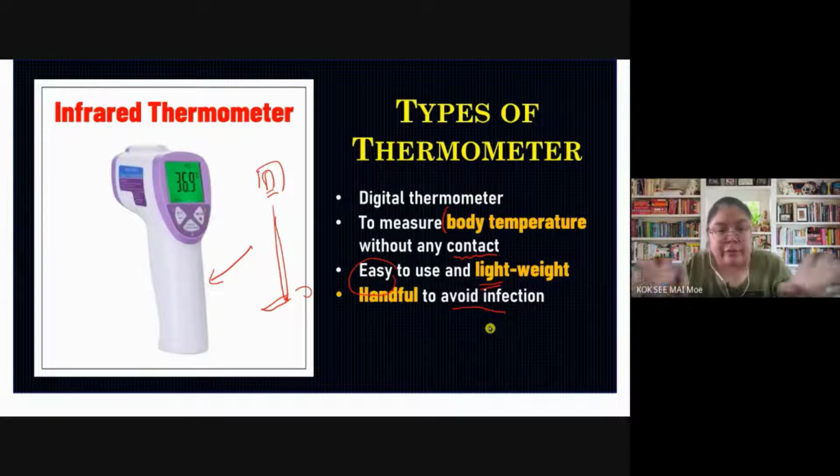Okay, remember we have four thermometers to measure the temperature. First one is the clinical, number two is the lab thermometer, the third one is the rectal, and the fourth should be the infrared. So these are different types. Now we need to go through the technique, how we use it, and where we need to use it.